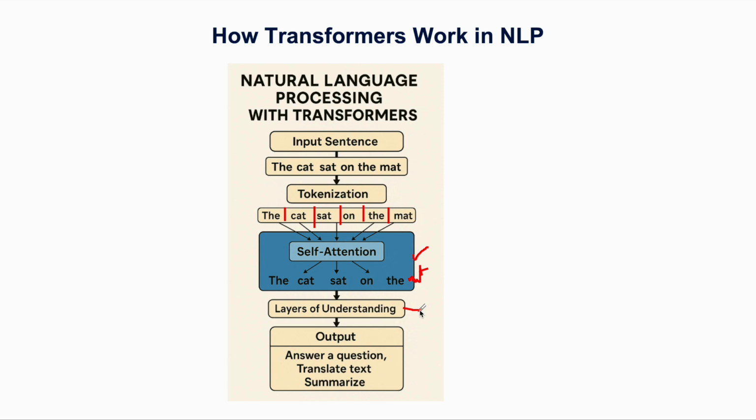We have discussed in the earlier lecture about the deep neural network, where there are multiple hidden layers, and it goes through those layers. And then finally the output phase, the model performs the task of answering our question or translating the given text or summarizing it. Based on your question, it will provide the output. So basically, it goes through these four steps. One is tokenization, and second step is self-attention mechanism. Third step is layers of understanding. It goes through multiple hidden layers. And then finally, fourth step is providing the output to the user query.